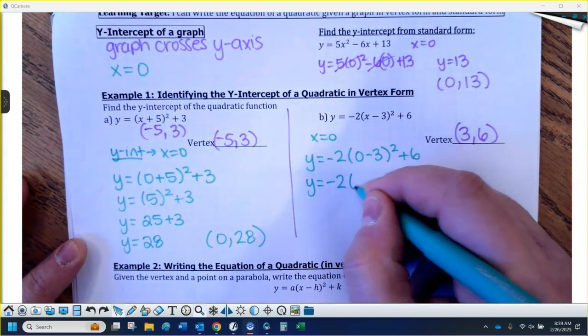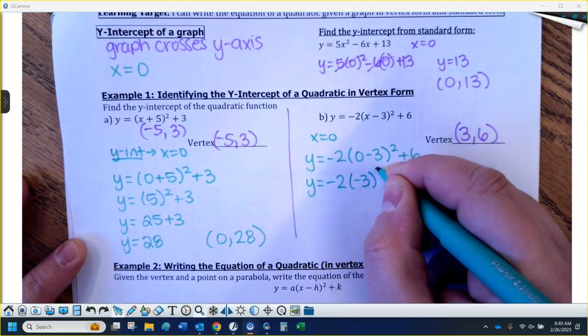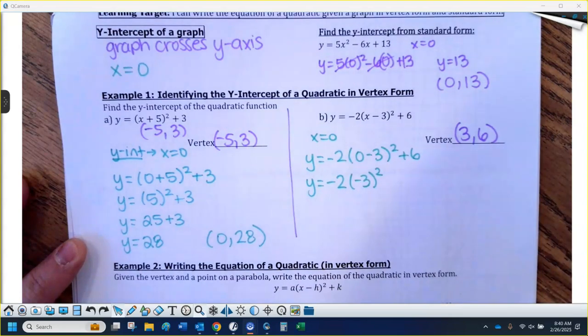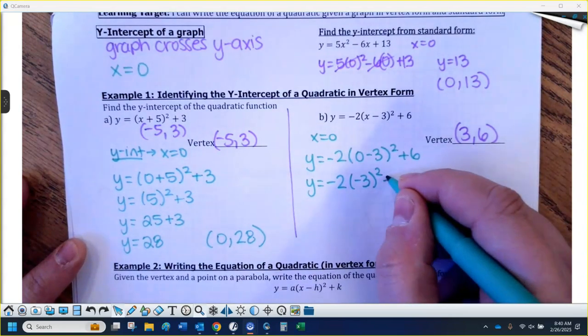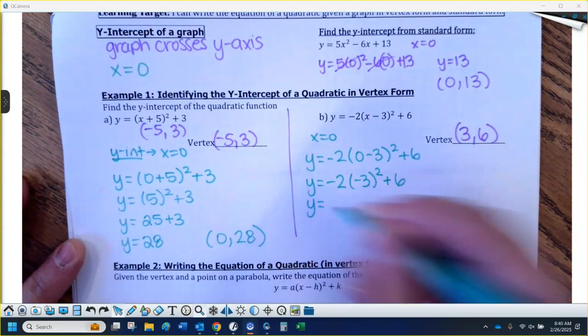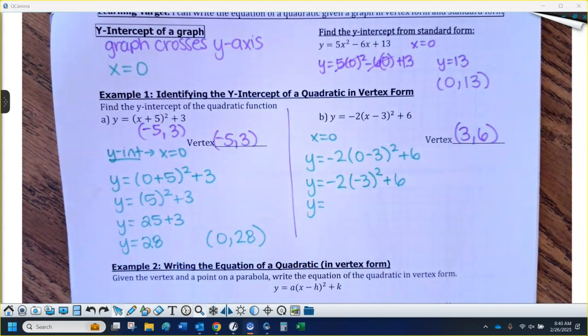I'm just going to show you real quick. If I do 0 minus 3, that would just be negative 3 left in that parentheses that we're going to square, plus 6. Use your calculator if you want to. I'm just doing this by hand real quick.